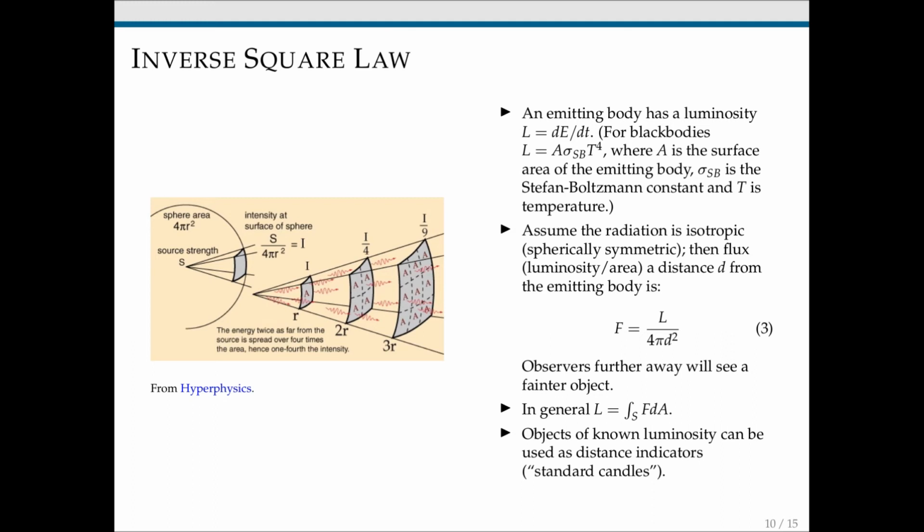The inverse square law can also be used to determine astronomical distances if we know the luminosity of the emitting object. This is often impossible, but there are a class of objects known as standard candles for which the luminosity is known. We can determine distances to these objects, often much further than we'd be able to do with parallax.